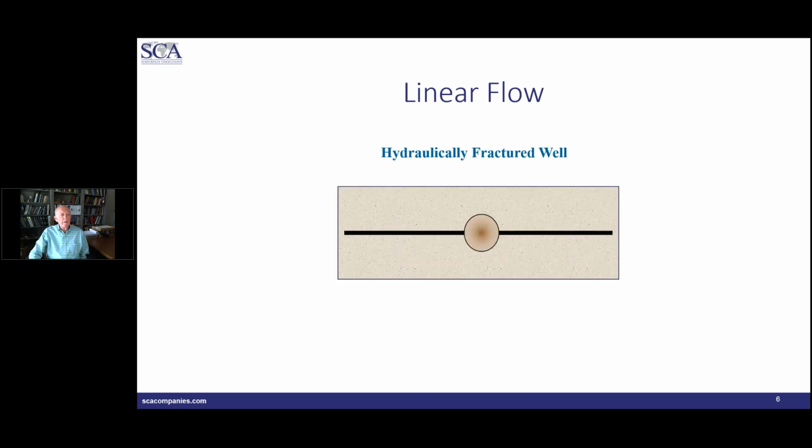All right, this linear flow regime, I want to illustrate quickly here with a schematic showing a well with a hydraulic fracture associated with that well.